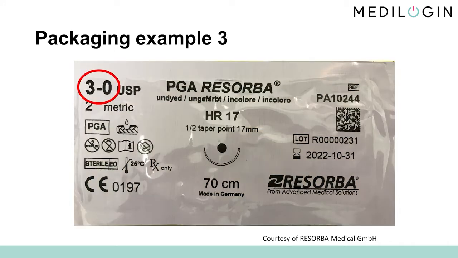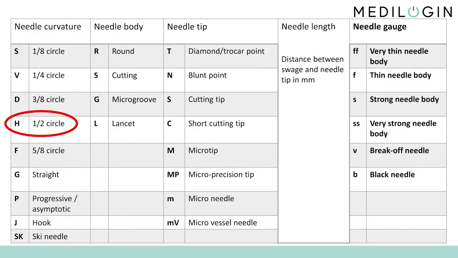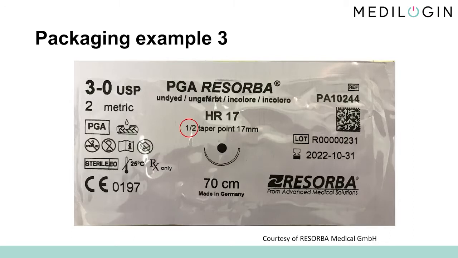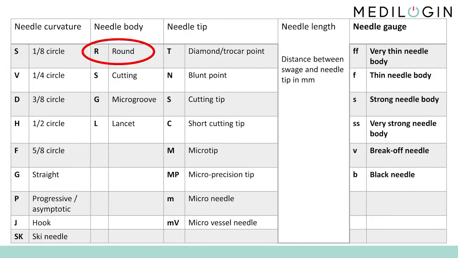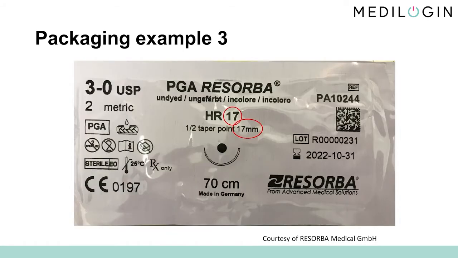Now we'll have a look at the last example, a 3-0 suture, which means it is thicker than the previous ones. It is pseudo-monofilament, not stained and absorbable. This time we have different needle characteristics. Let's look at the table to see what HR stands for. H stands for a semicircle of the needle curvature, which you can again see here on the packaging. And R stands for a round body needle shape. The length of the needle is 17 mm.